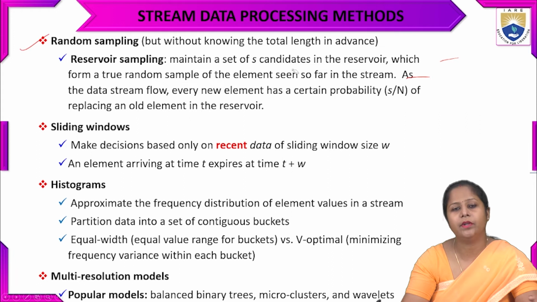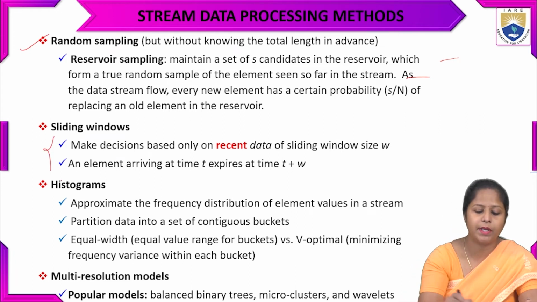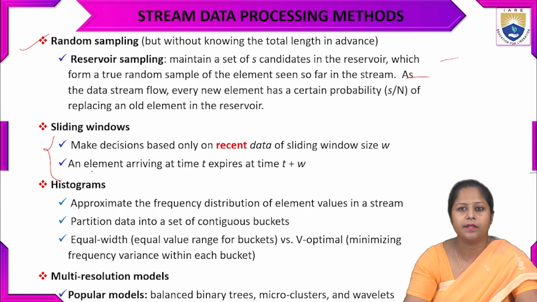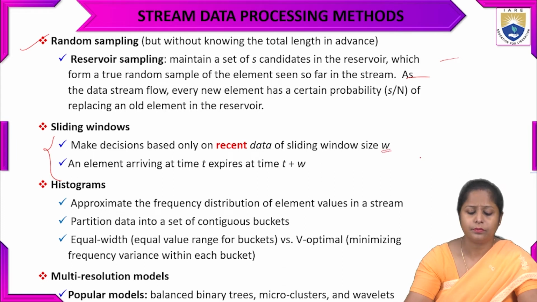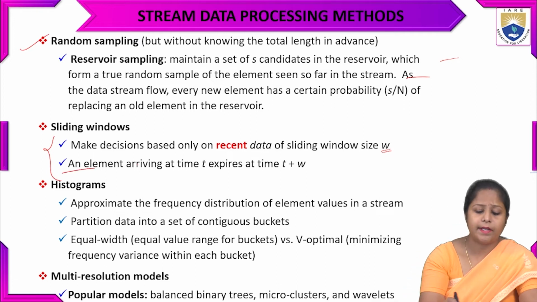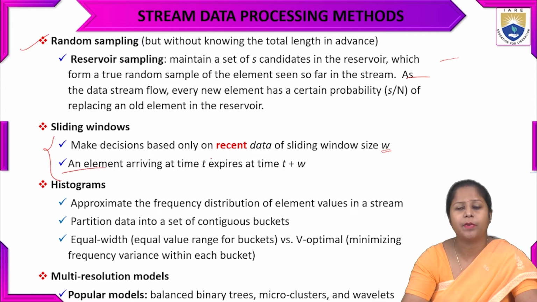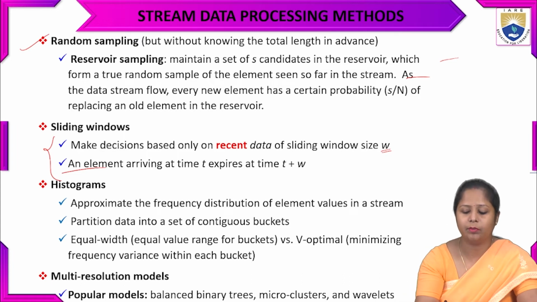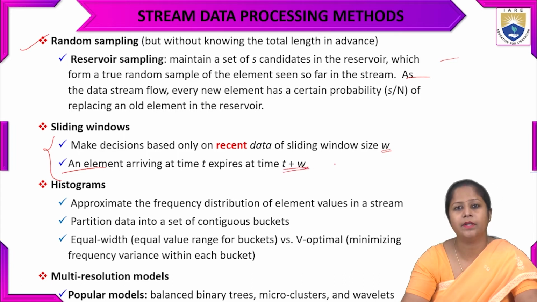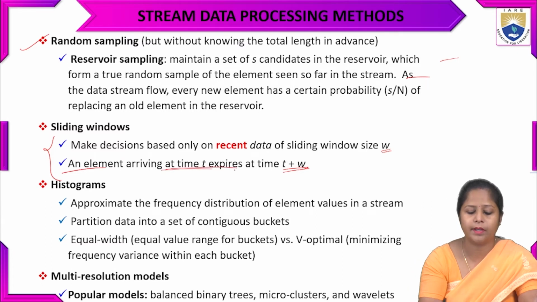Sliding window method. In this we have to make decisions based only on recent data of sliding window size W. Also, an element arriving at time T expires at time T plus W. So the recent data of the sliding window is of size W, and when an element arrives at time T, its expiry will be T plus W.